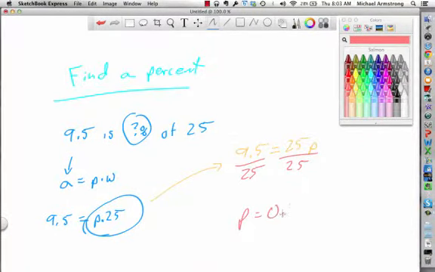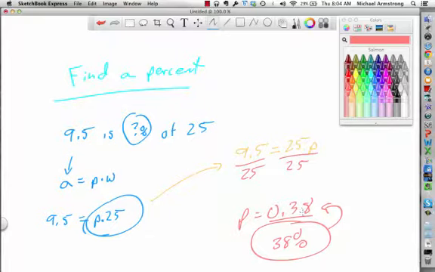So P is equal to 0.38. So that's the percentage. If I were to rewrite that as an actual percentage, instead of 0.38, it would be 38%. And it's important to be able to go back and forth between a decimal equivalency of a percent and an actual percent. You just move the decimal over twice in that direction, and it's 38%. And if we looked at it, 9.5 is 38% of 25.